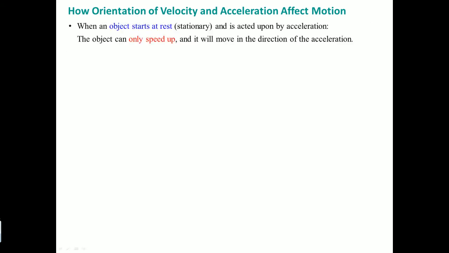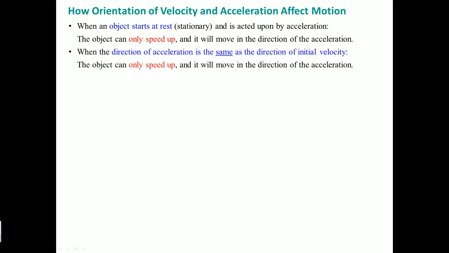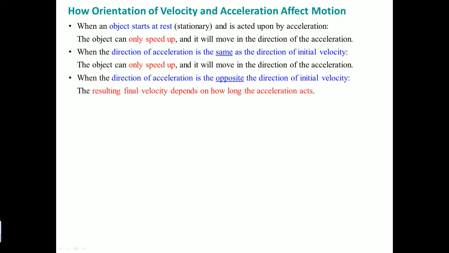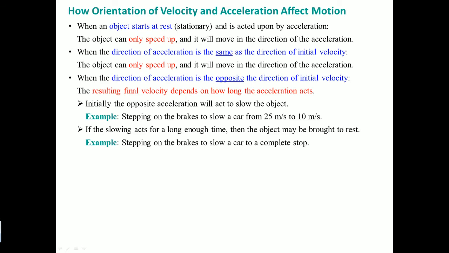What you should pick up is when an object starts at rest, which is stationary, and is acted upon by an acceleration, the object can speed up and will move in the direction of the acceleration. When the direction of acceleration is the same as the direction of the initial velocity, the object can only speed up. And when the acceleration is in the opposite direction of the initial velocity, the resulting velocity depends on how long the acceleration acts. And here are some examples.